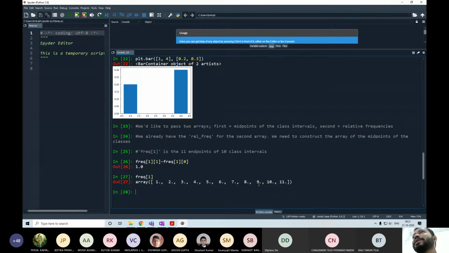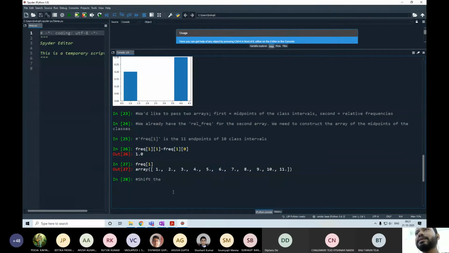Okay, obviously we can type it up. We can type 1.5, 2.5, 3.5, and so on. But for 10 classes, fine, but if you have 100 classes, then it will be a pain, right? So what do we like to do? We want to shift, right? You will need to use these techniques in your homework at some point of time.